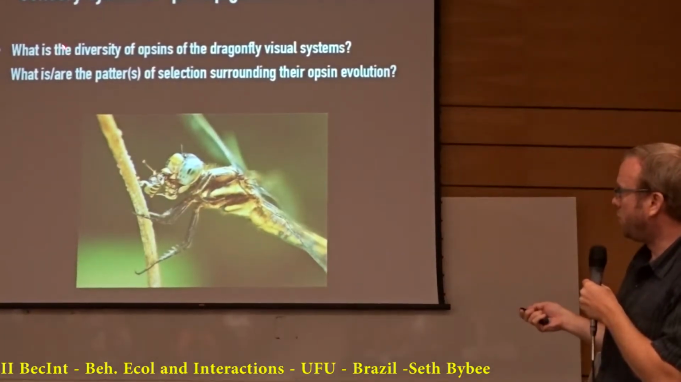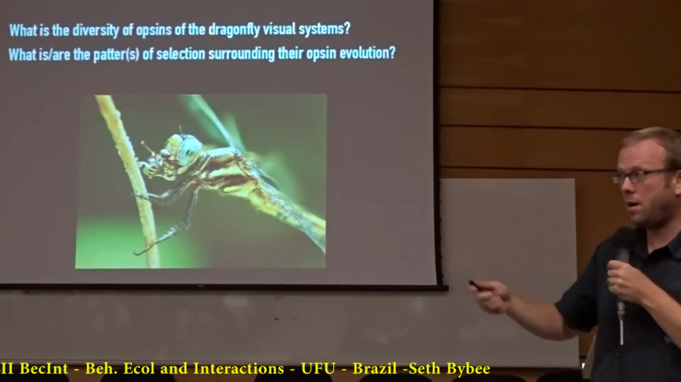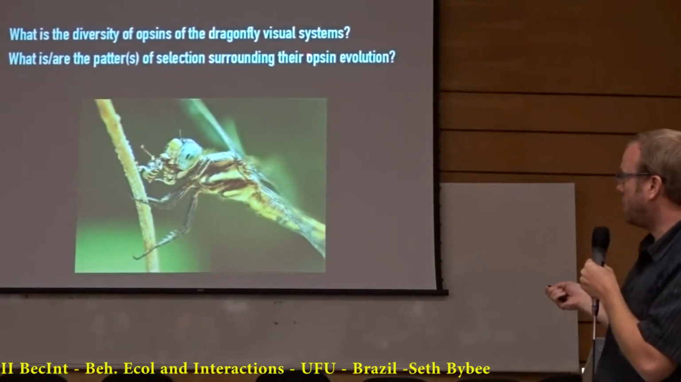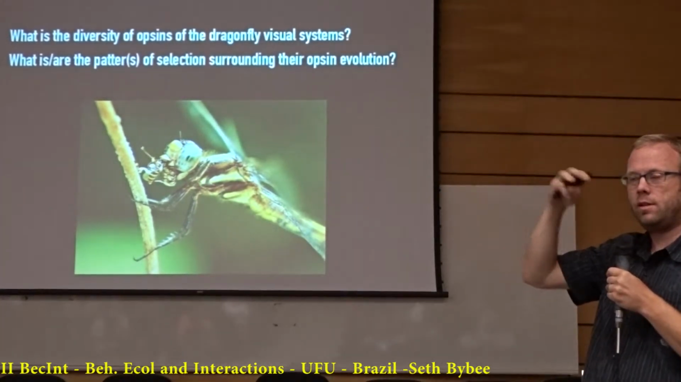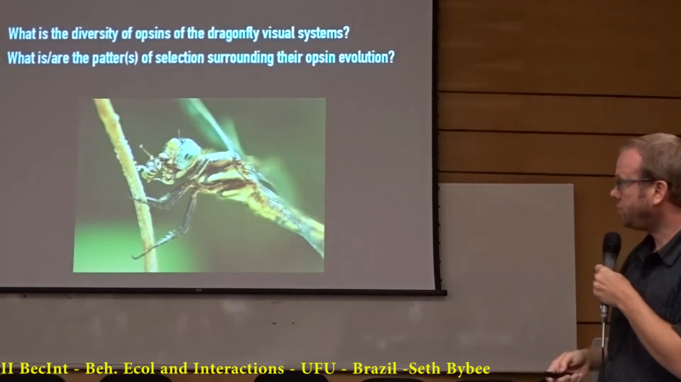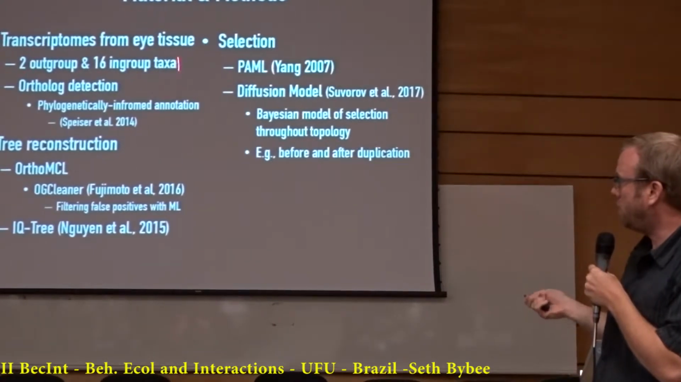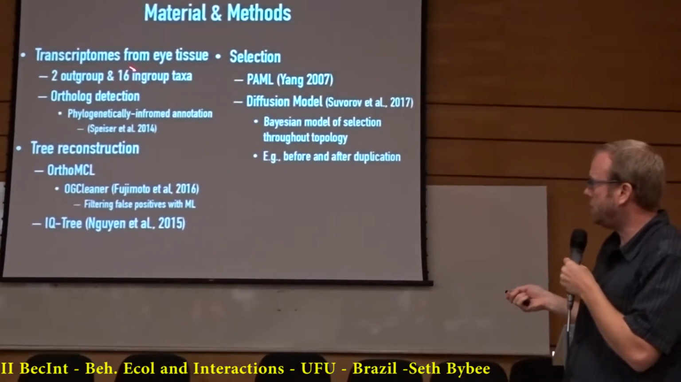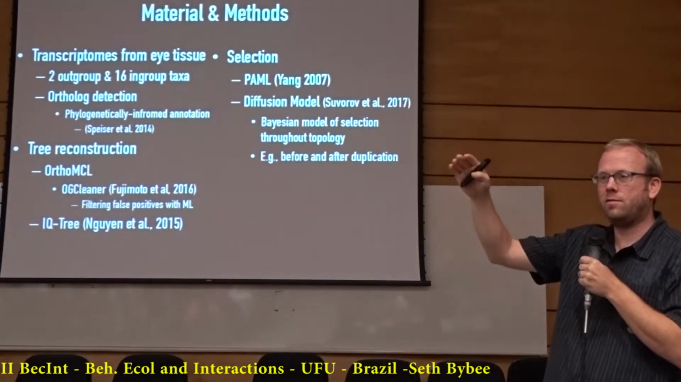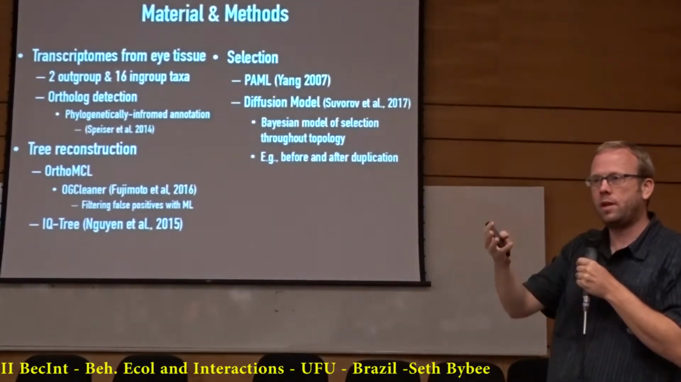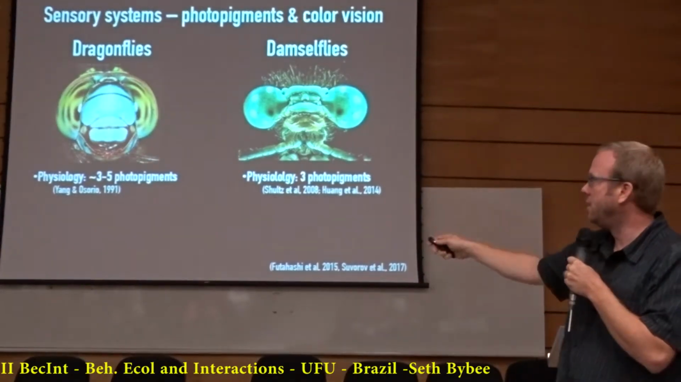And so the questions we are asking specifically are: what is the diversity of opsins in dragonfly visual systems? How diverse are their opsins? What are the patterns of selection surrounding their opsin evolution? Now remember, the ancestral insect had 3 opsin copies, and we started to look around in the literature at this. So we took transcriptomes from the eyes. We had 2 outgroups and 16 dragonflies that we looked at. And this is a lot of methods that you don't need to worry about, right? It's just how we pulled the opsins out of the transcriptomes and were able to look at them. If you have any questions about that, we can talk about it later.